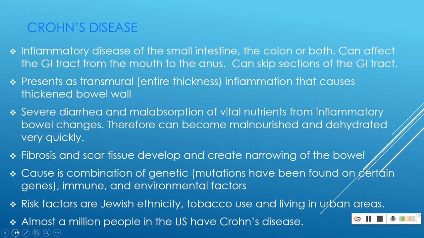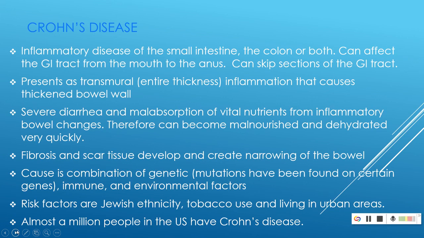All right, we're going to move on to Crohn's disease. Now, this is an inflammatory disease of the small intestine, the colon, or both. It can affect the GI tract from the mouth to the anus. It can skip sections of the GI tract. So I could have a section in my small intestine have an episode of Crohn's disease, and at the same time, a different area in my large intestine. So it can skip sections of the GI tract.